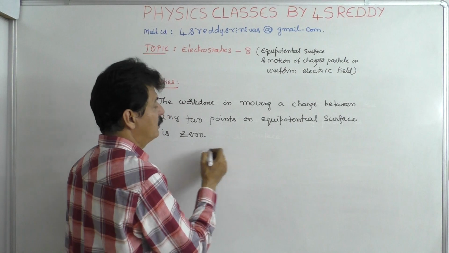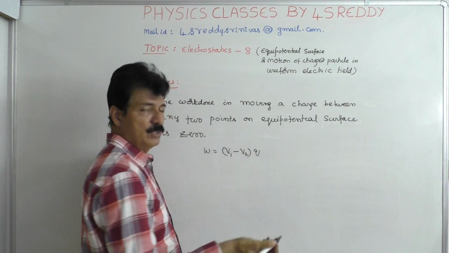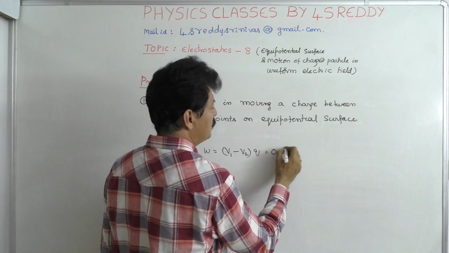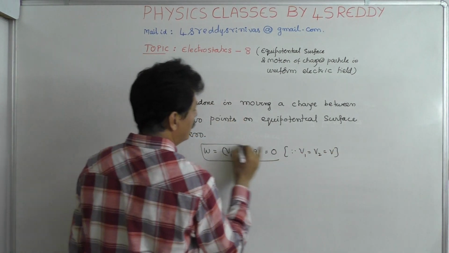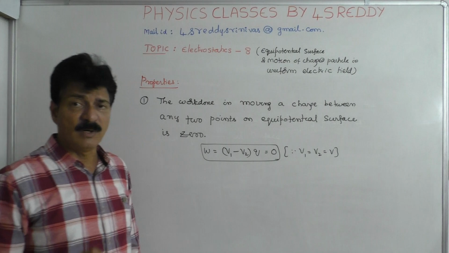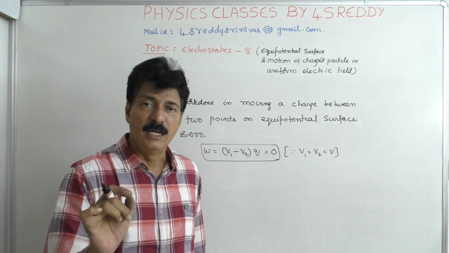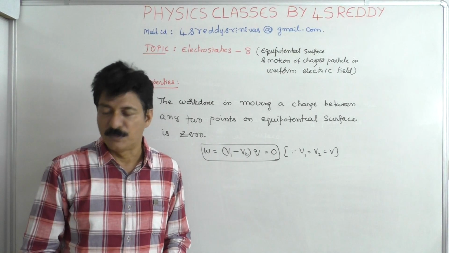Suppose you want to find out the work done: W is equal to, in general, (V1 minus V2) into Q. But here, this is equal to 0 since the potential at every point is the same, V1 and V2. So the work done in moving a charge between any 2 points on the equipotential surface is 0. This is the first point.